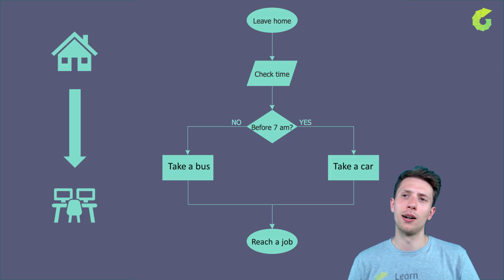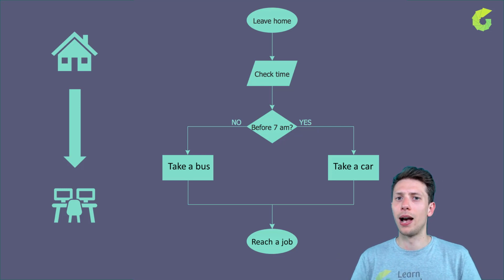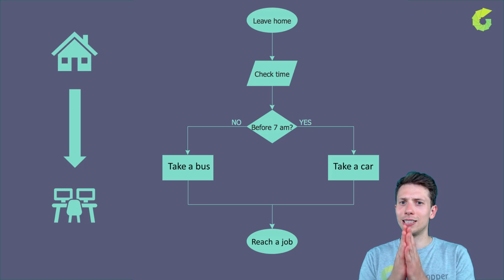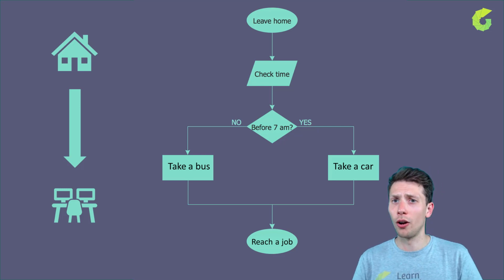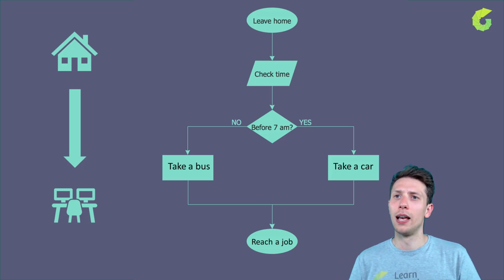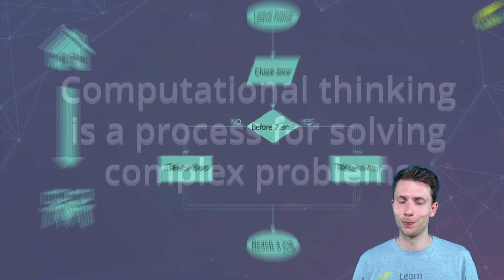And now we are going step by step through an algorithm. So it's of course just a simple example, just showing how many steps we are going to do and which path in this algorithm we are going to choose.